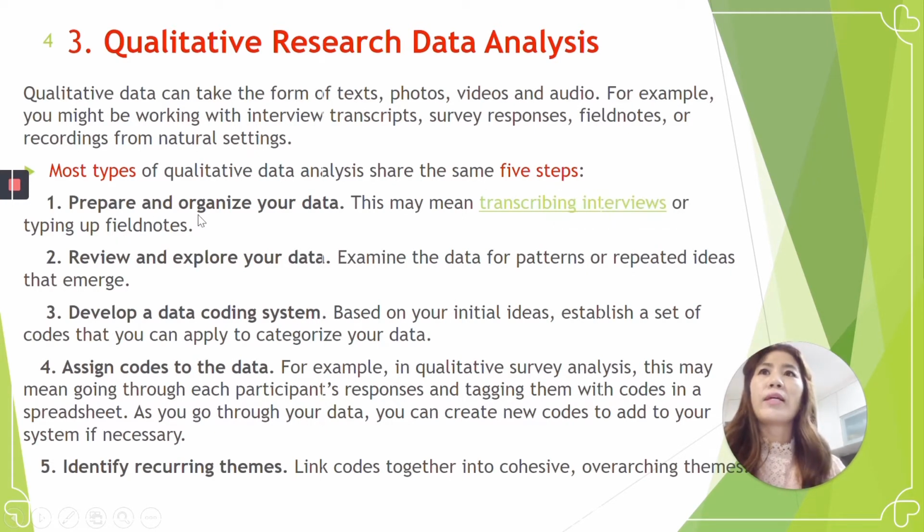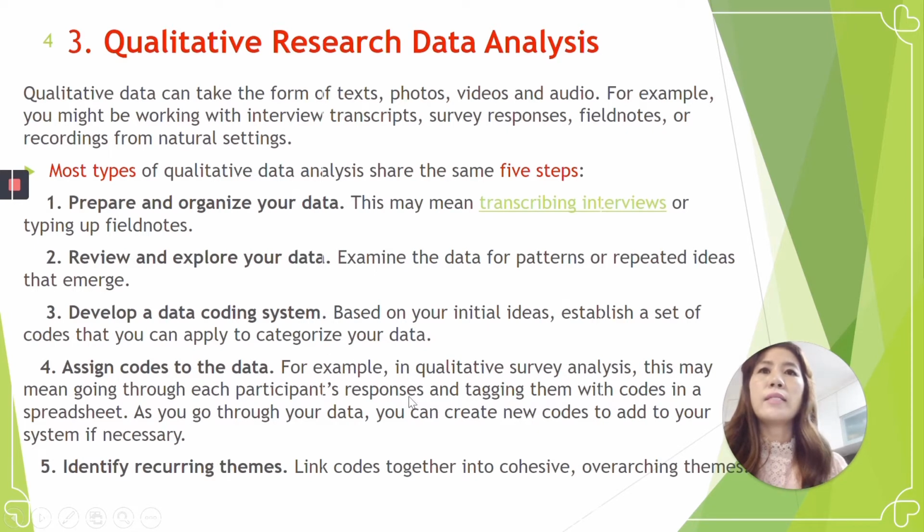First, prepare and organize your data. This may mean transcribing interviews or typing up field notes, okay? Secondly, review and explore your data. Examine the data for patterns or repeated ideas that emerge and develop a data coding system. Based on your initial ideas, establish a set of codes that you can apply to categorize your data. And fourth step, assign codes to the data.